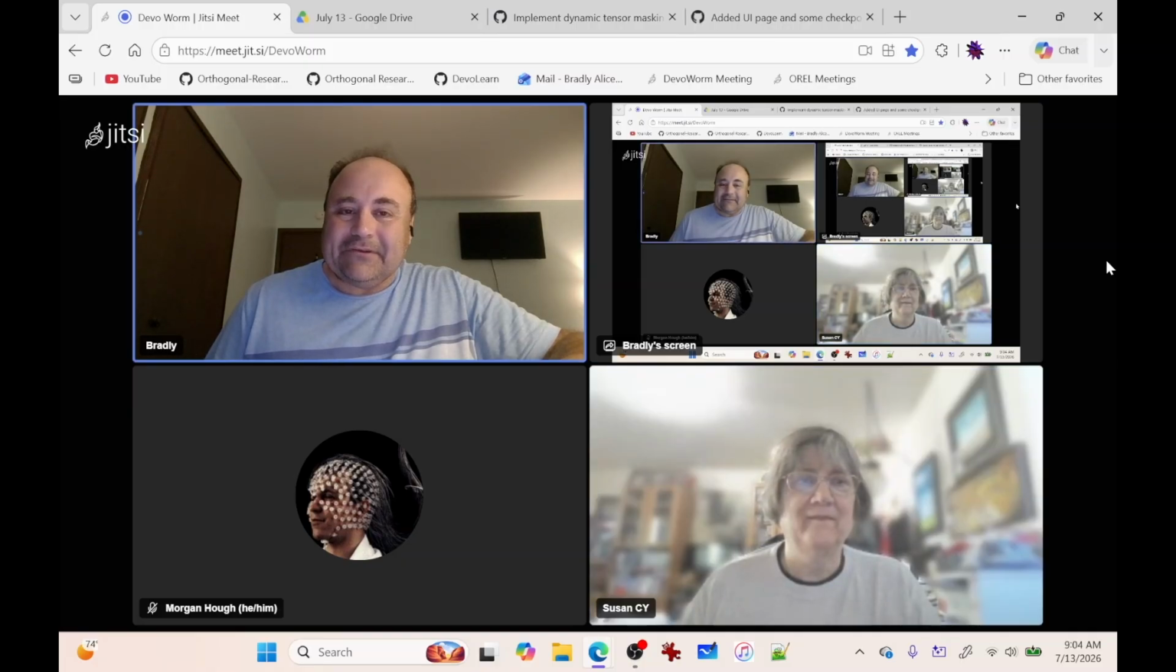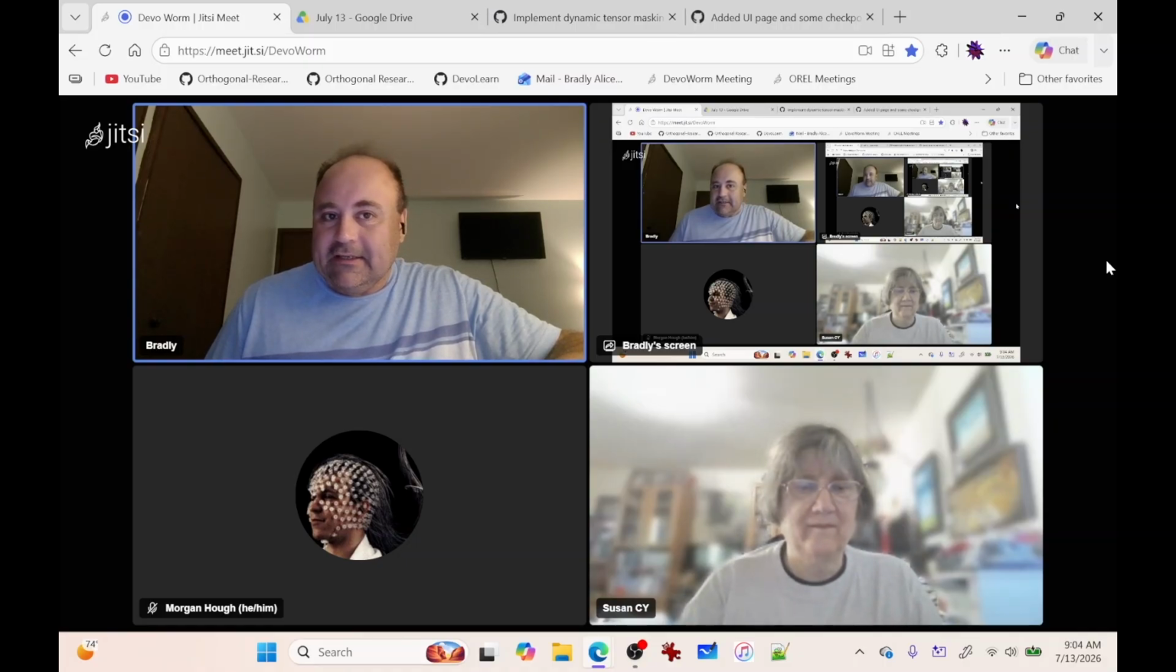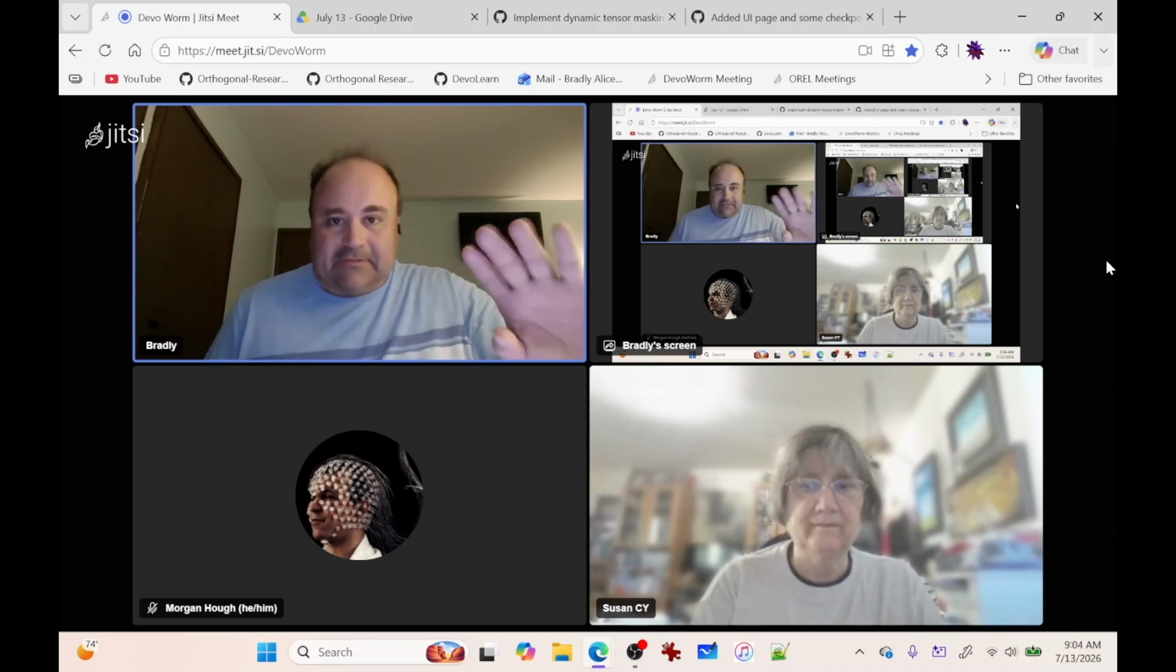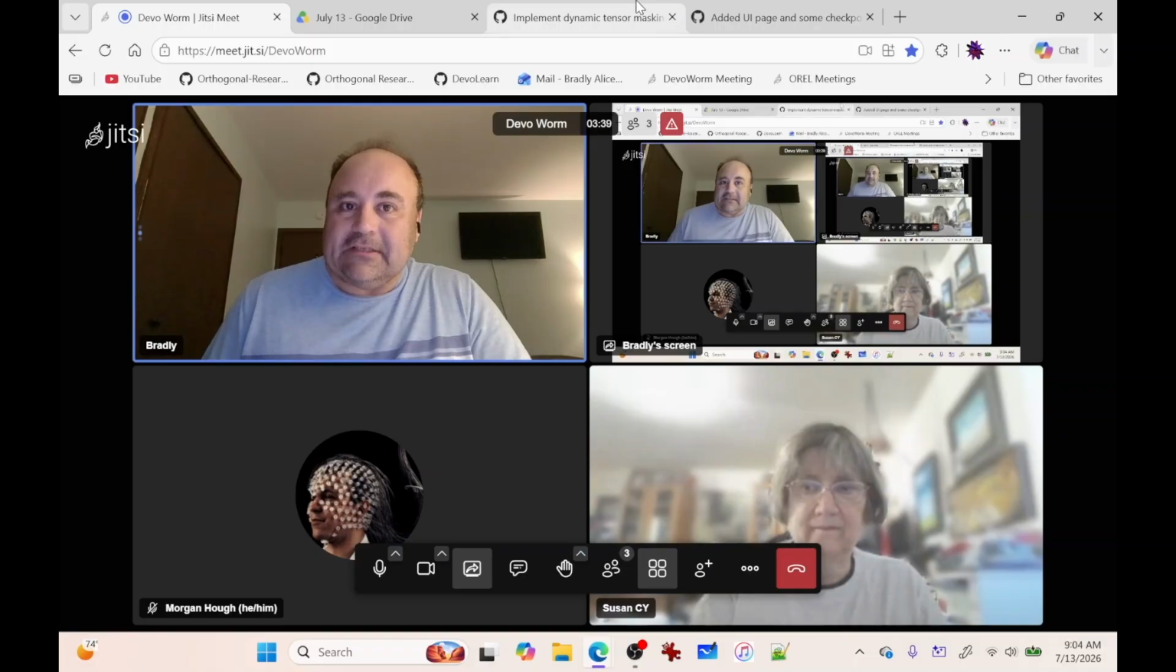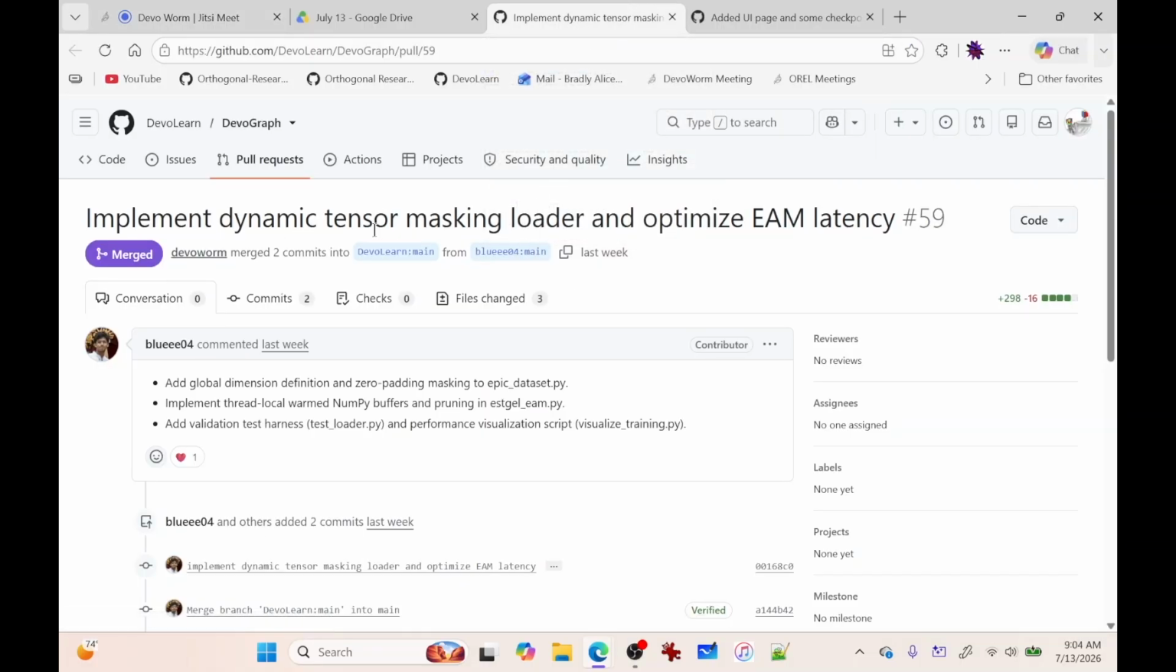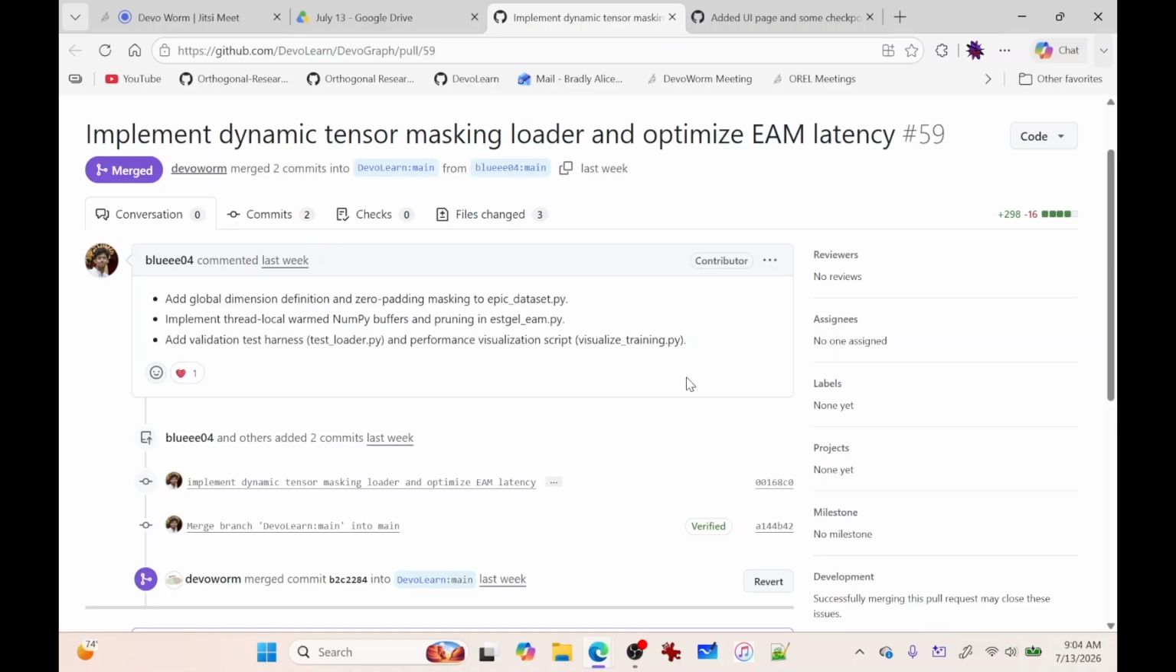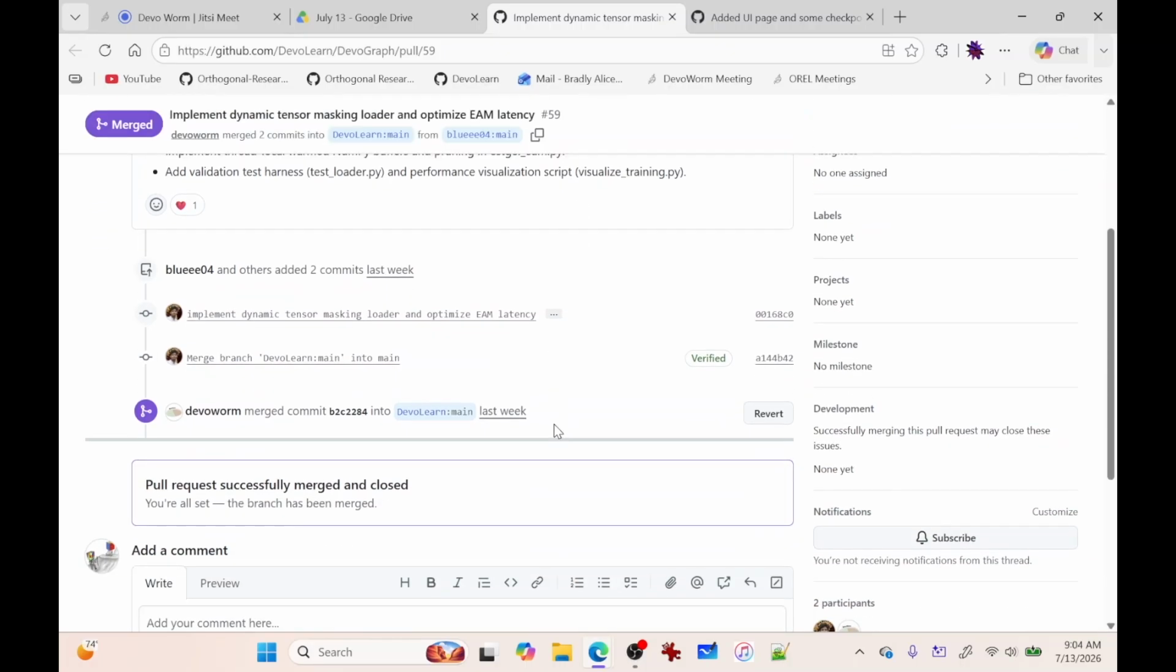Let me first go over a couple things from Barshan's work. Barshan has been presenting in our open source meeting on Fridays. He presented last week on some work he's been doing, really in testing out his SGel model. It's really coming along pretty well. He's issued a couple of pull requests to the repo. The first one is implement dynamic tensor masking loader and optimize EAM latency. This was for the stuff he did, I think, a week or 2 weeks ago. And this is some of that work.